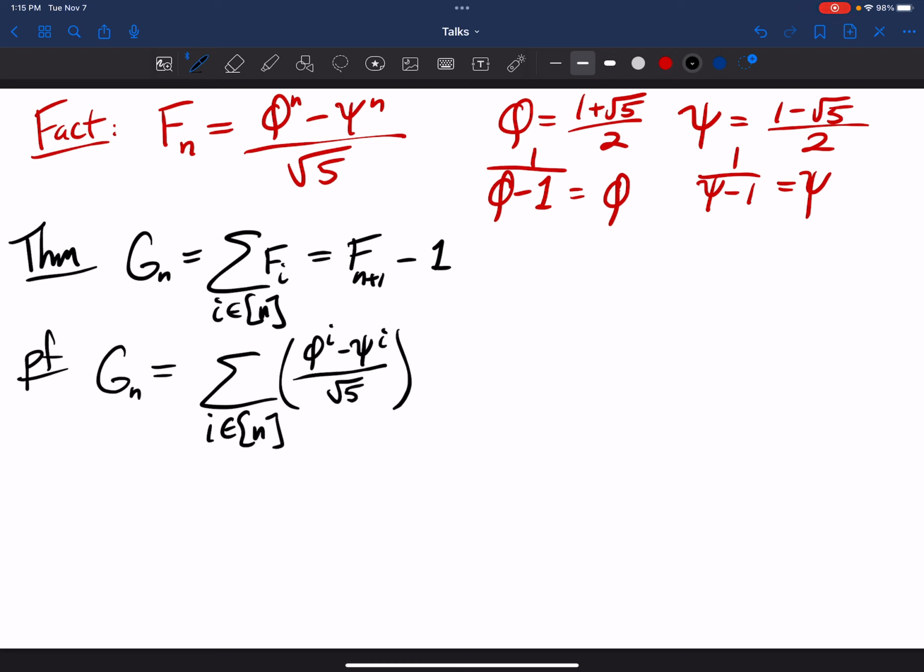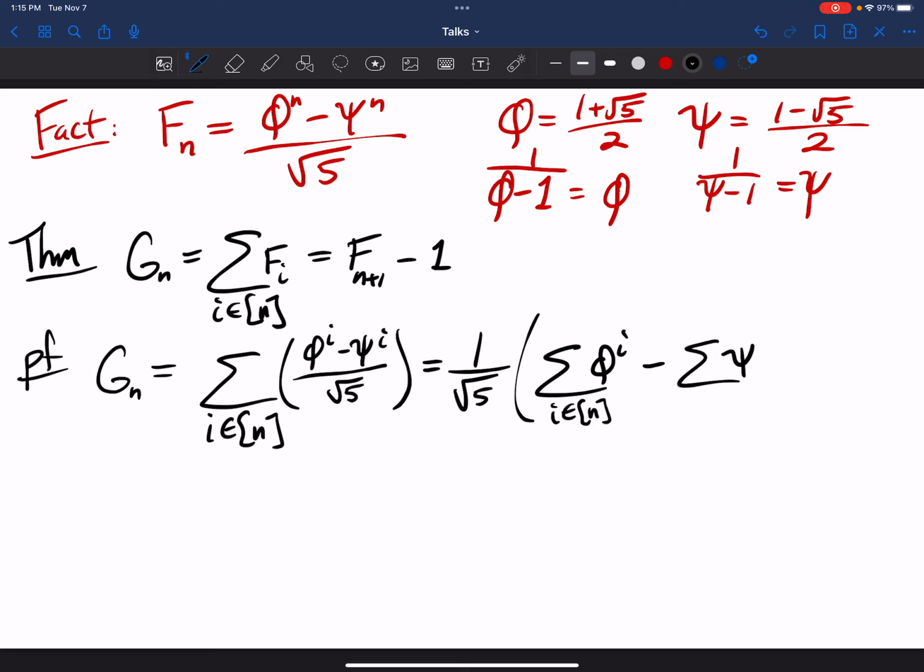Now, it looks hard to deal with, but we do have some standard things we're allowed to do with summations. For instance, we could take this square root of 5 and pull it out, because that's just the distributive law of multiplication. We can also take these two different terms, because they're just being subtracted here, and we can break it into two different sums. So when I apply these tricks, what I get is 1 over square root of 5 times a sum of phi to the i minus the sum of psi to the i.